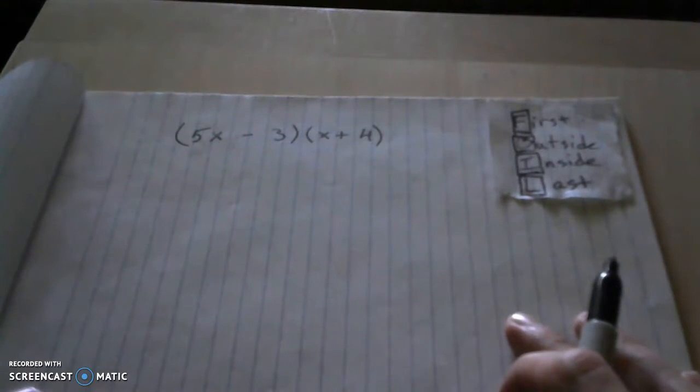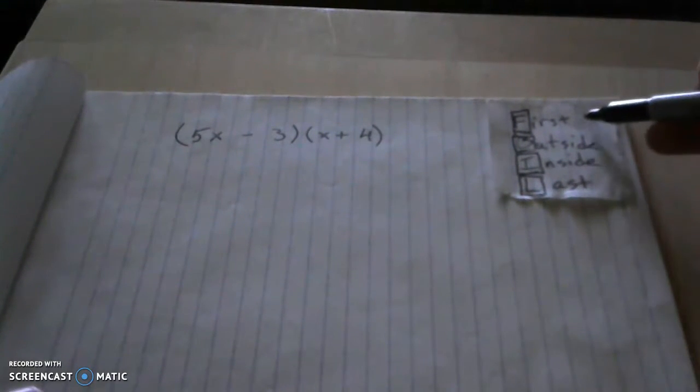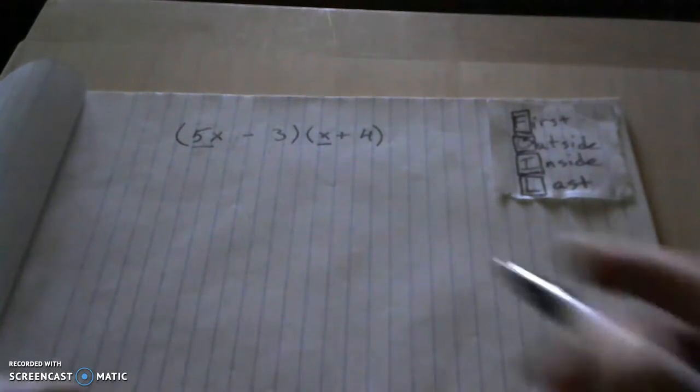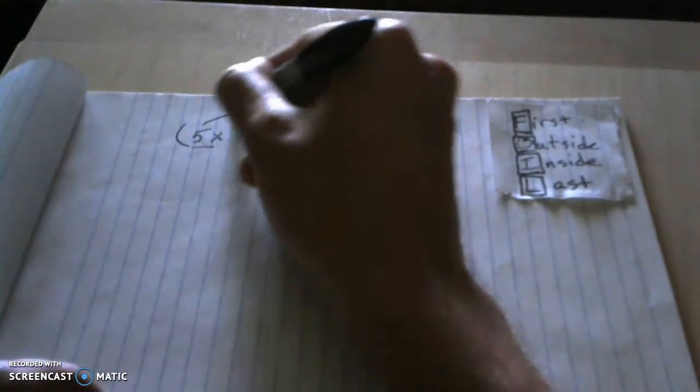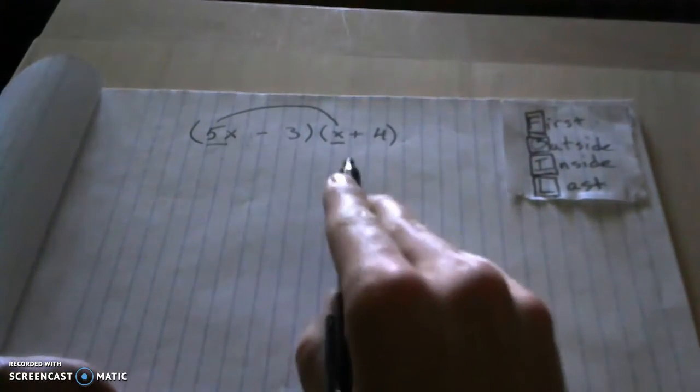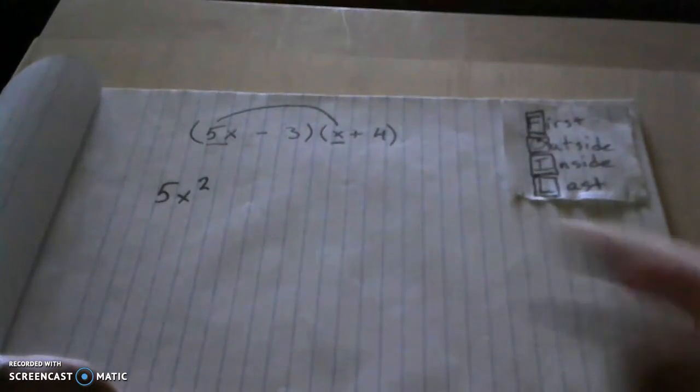All right, so we're going to start out with the first terms again, right? The first term here in this expression, and the first term here in this expression. So we're going to take those and multiply them together. Draw those arrows to help visualize that. And we'll write that first term here. So 5x times x will get us 5x squared. And so then we'll add the next term.